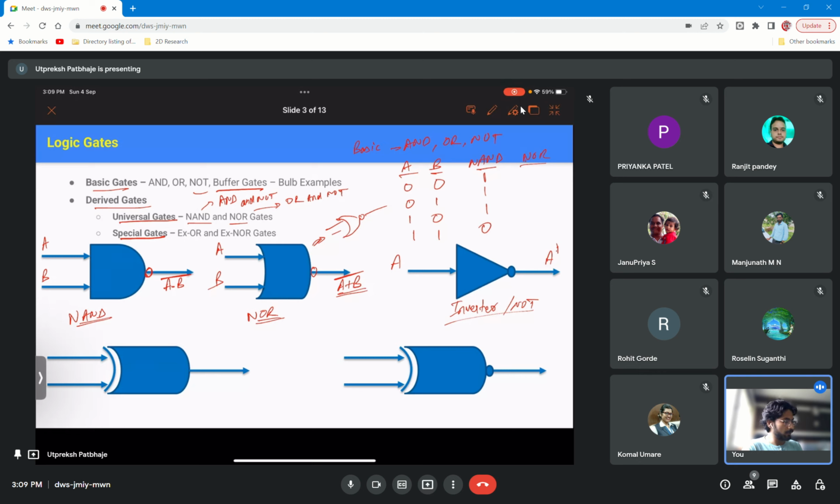And similar to that, in a NOR function, which is a complement of OR, A plus B barred, you will be getting a 1 when all of the inputs are 0. And in the rest of the cases, you will be getting a false or 0. So this is the truth table for NAND and NOR for two variables.